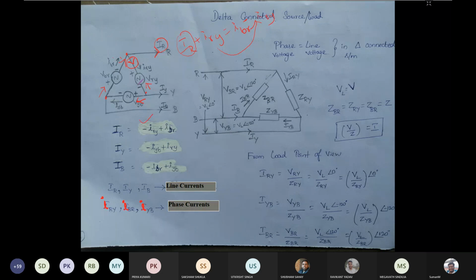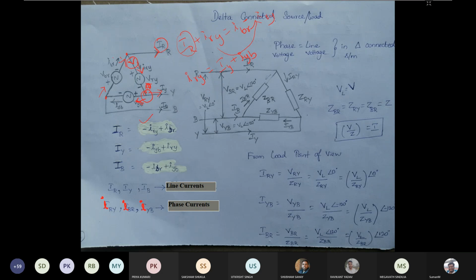Similarly, for this phase, that is IYB, this is the negative terminal. You have current which is flowing through this path. Here there is some current which is outgoing to this node, and there is some incoming current. So from this you can write IRY is equal to IY plus IYB for this particular node.